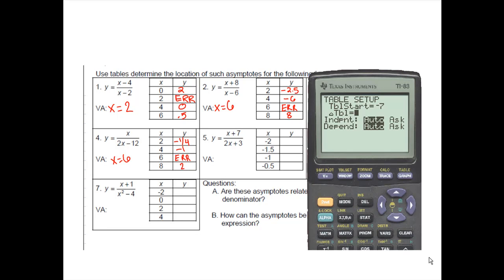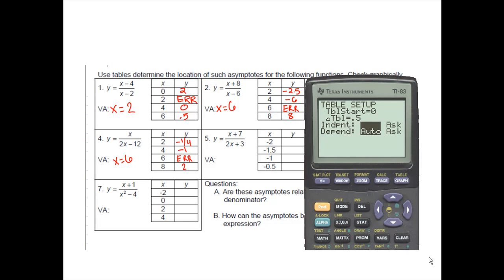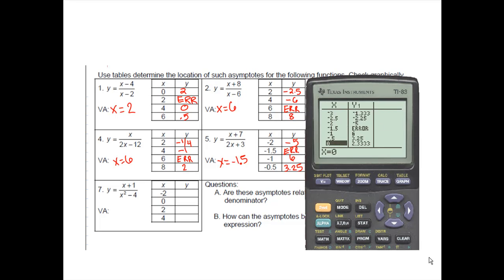You would go to second window, which takes you to the table setup. In the table setup, you want to go to the little triangle with the table, and that's what you want each unit to go by. So we're going to put a 0.5. You want the table to start at 0. So go ahead and do that also. Change your table setup to table start 0, each unit by 0.5.